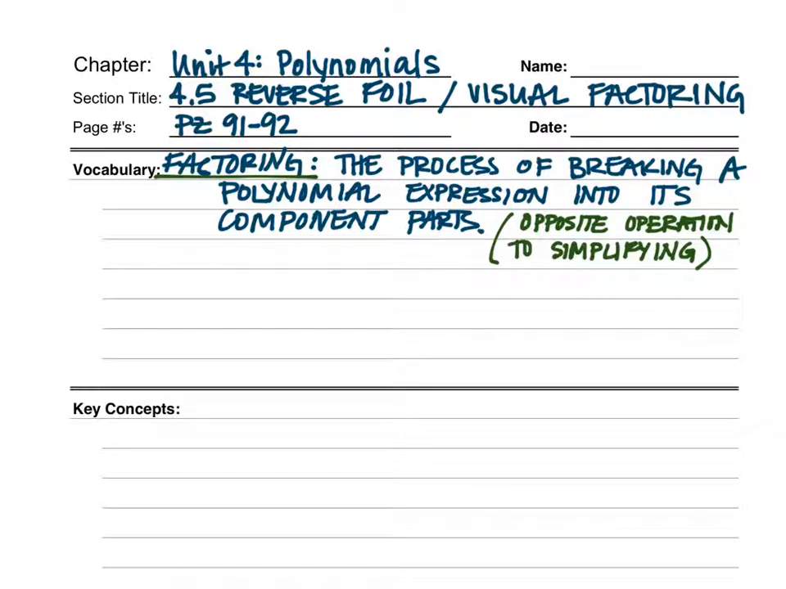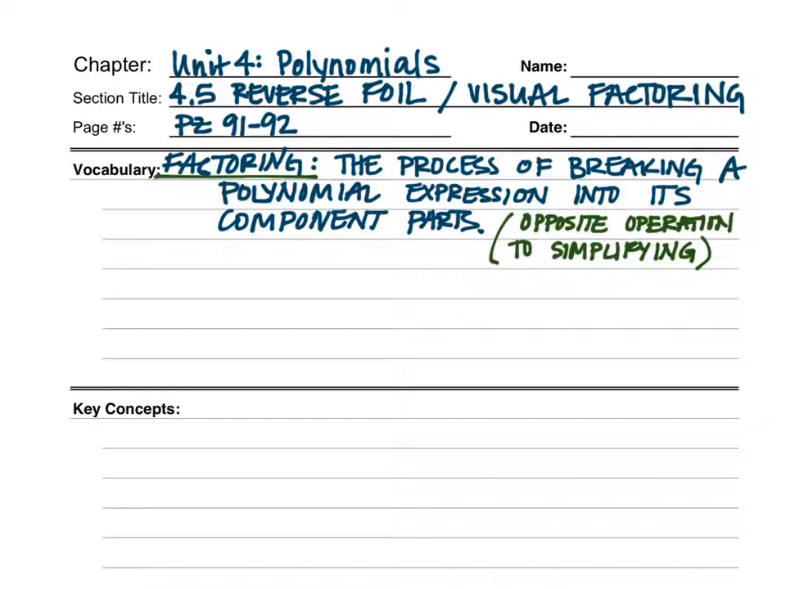The definition of factoring that we've been using throughout this unit is the process of breaking a polynomial expression into its component parts. And again, this is the opposite operation to simplifying. So the opposite of simplification is factoring. When we talk about factoring, we are using parentheses. We can factor a GCF, we can factor a polynomial into two parentheses. We've talked about special factoring where we might have a difference of squares in a polynomial.